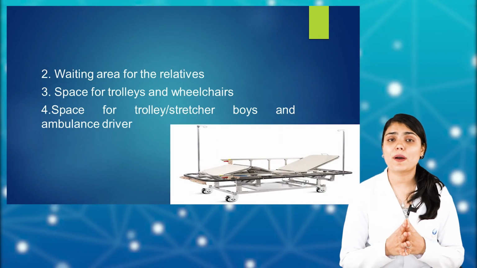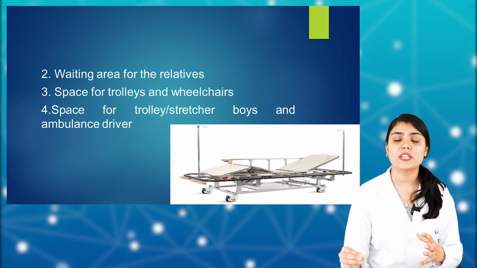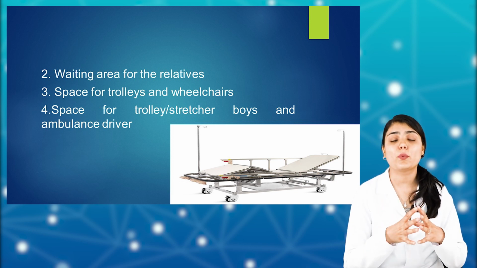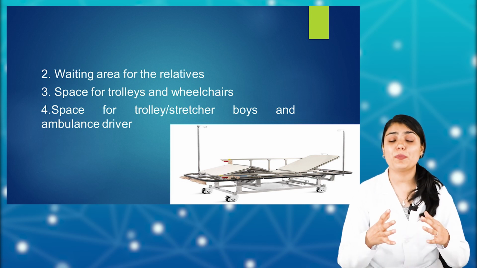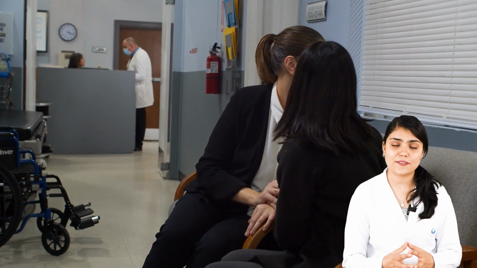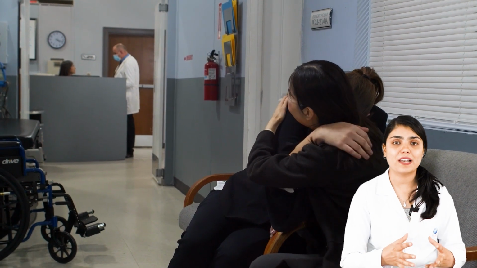Another important area that is required for the smooth functioning of the emergency department is the waiting area for the relatives. So here in emergency, as we have seen, the patient may come with many relatives. Therefore, it is always preferable to have a waiting area right outside the emergency department for the relatives and the family members.